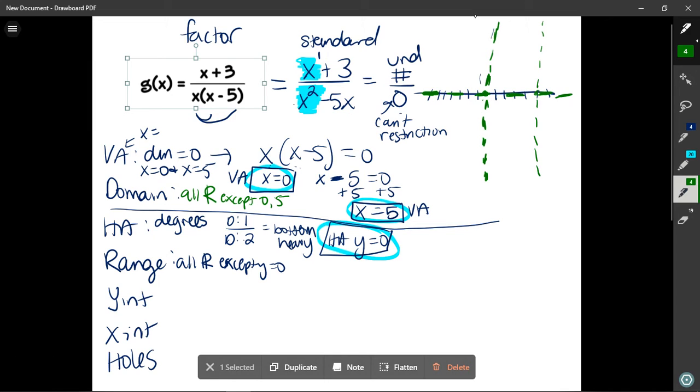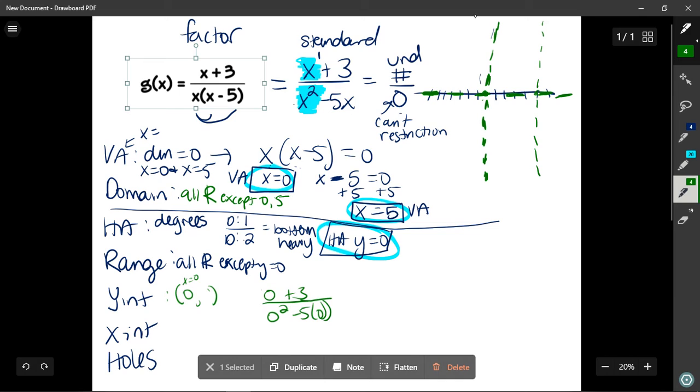Now we have our y-intercept. The y-intercept is much easier than the x-intercept. All you need to do is replace all of my x values with 0. So x is going to equal 0. I'm going to take either function. I can use the factored one or the standard form one. I'm going to use the standard form. Honestly, it doesn't matter. So I'm going to have 0 plus 3 over 0 squared minus 5 times 0.